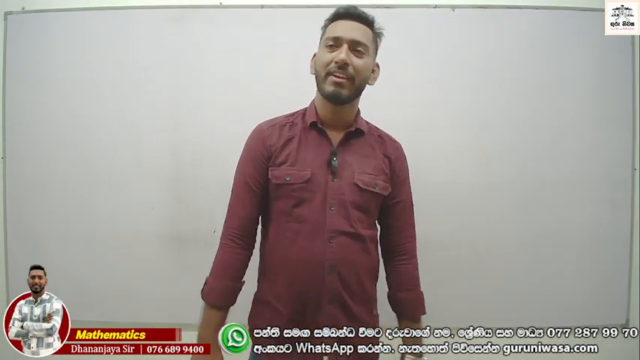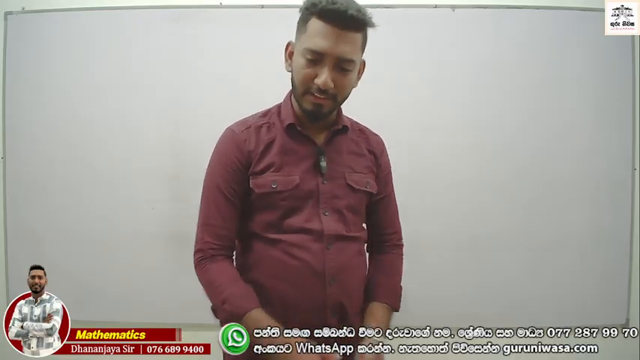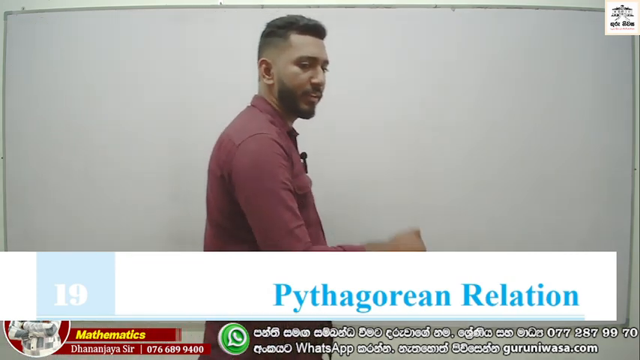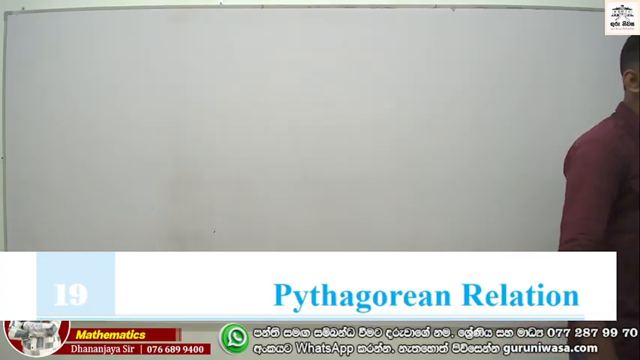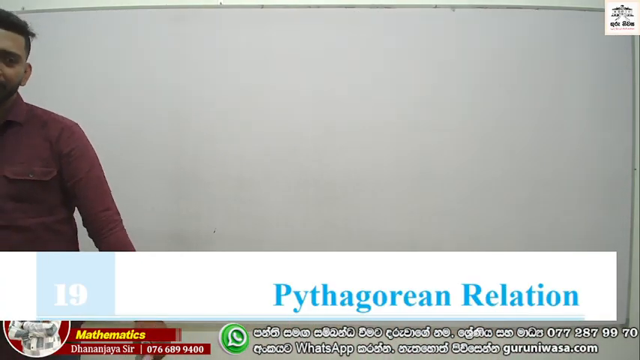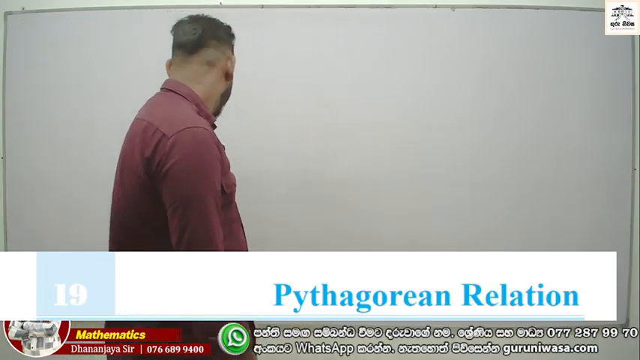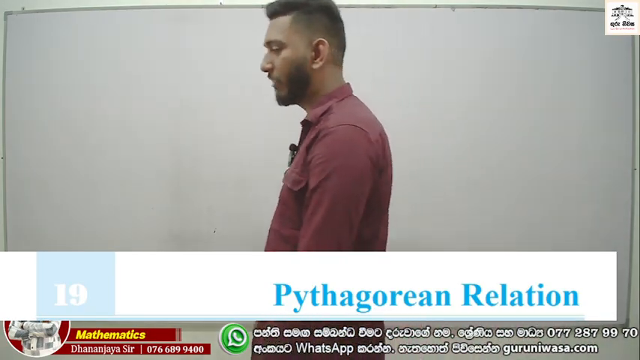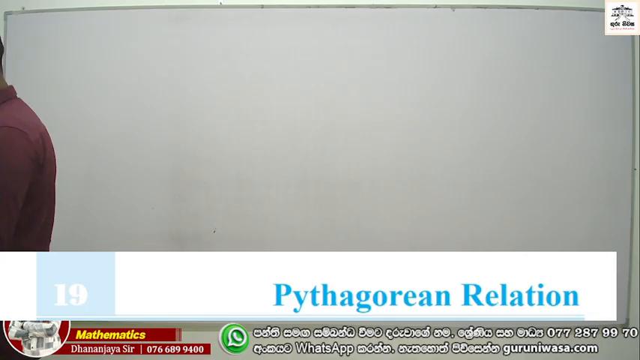Okay, good. Right. And today we are going to discuss the last lesson, lesson number 19. Now, write the topic as lesson number 19, Pythagorean theorem. And the great mathematician Pythagoras introduced this method, the Pythagorean theorem. We call it the Pythagorean relation.